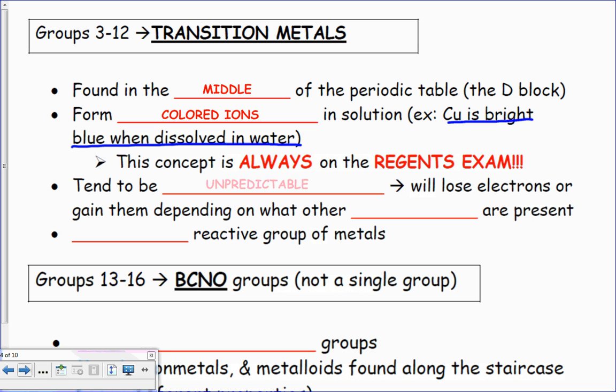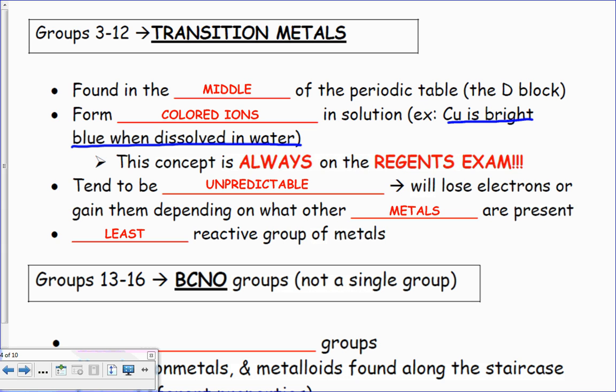They tend to be unpredictable, which is why we generally leave them out when we're talking about trends and periodicity, because they lose or gain electrons depending on what other metals are present. So they kind of have to decide what they want to do when they want to do it. There are a lot of exceptions to our trends and rules in the transition metals, which we don't get into because we don't want to convolute things.